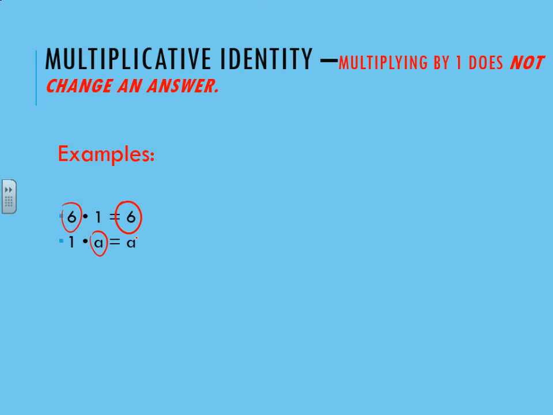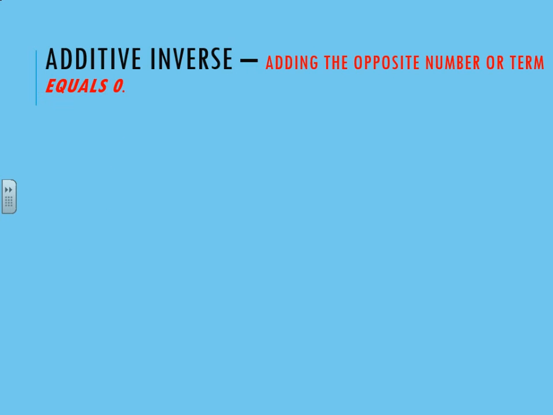But 1 times A still equals A. I haven't changed A's value. So the identities are always equal to the number you were starting out with. You do something to it, but it stays the same. So you multiply by the 1, it's still equal to itself.